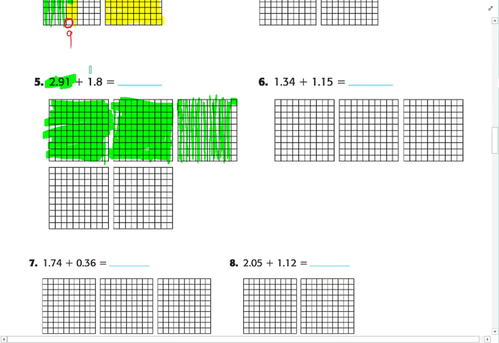I'm going to shade in now 1 and 8/10. Well, I'm going to shade in a whole. So that's my 1. And now I'm going to shade in my 8/10. So I have 1, 2, 3, 4, 5, 6, 7, and 8. So 1 and 8/10. So now when I go to add, don't forget that you had a single 1 over here that is shaded, but the rest of that column is not.